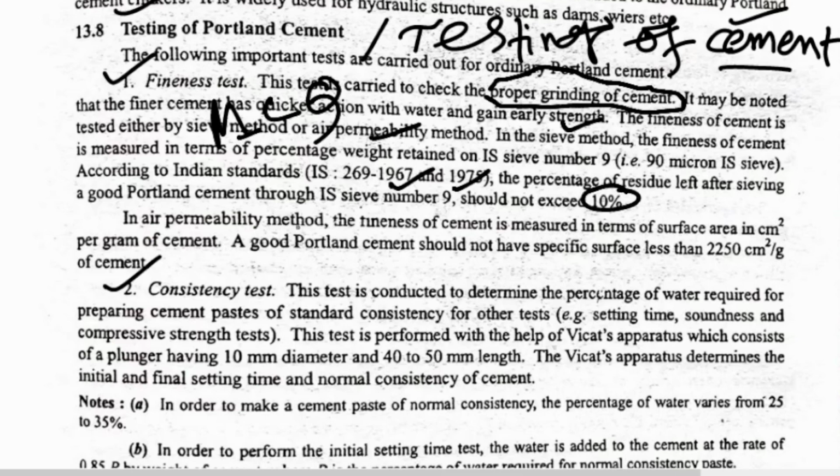In the air permeability method, the fineness of cement is measured in terms of surface area in square centimeter per gram of cement. A good Portland cement should not have specific surface less than 250 square centimeter per gram of cement.